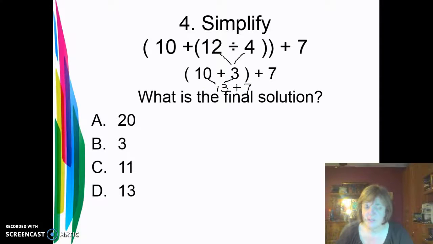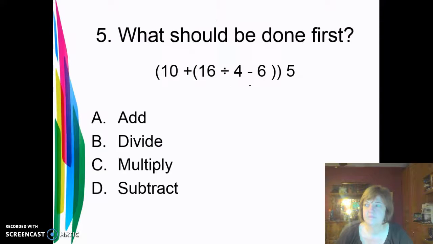So what is the final answer? All right, let's take a look at this one. What should be done first? Tell me which operation should be done first. Look, we have a multiplication thing going on here. This is actually 5 times the results of these parentheses on the outside. So when we're all done, we're going to multiply by 5. That's the last thing. You tell me what should be the first thing.